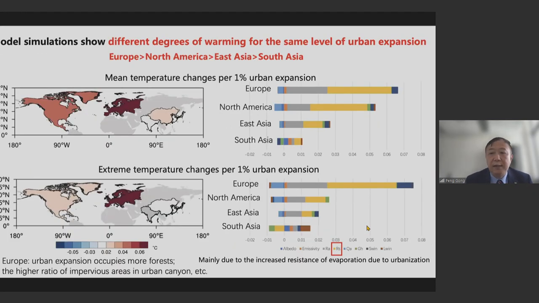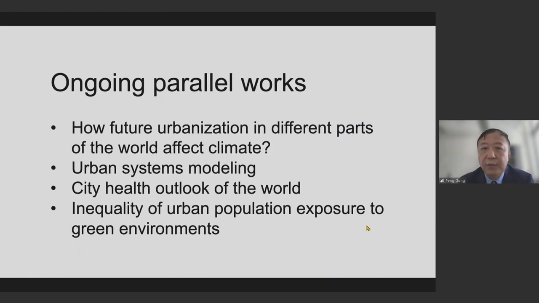So we did some study also focusing on regional effects. We find that there are different degrees of warming for the same level of urban expansion. In Europe, if urban expansion increases by 1%, it has the greatest impact on temperature increase. North America is also very strong. China is less, and South Asia is even less. So that's basically the kind of message we learned from some of the studies we did.